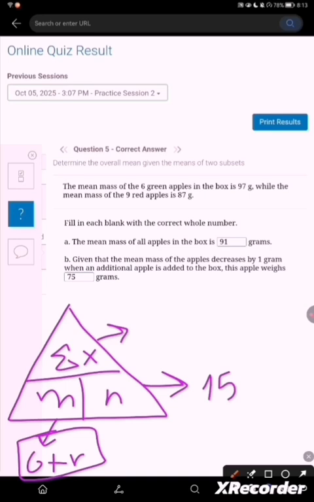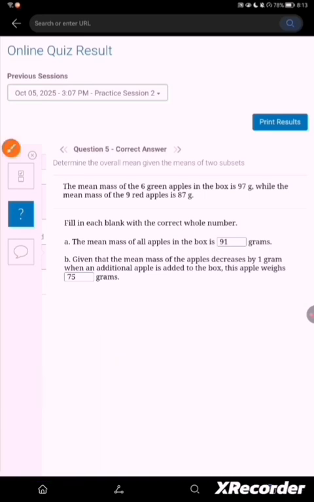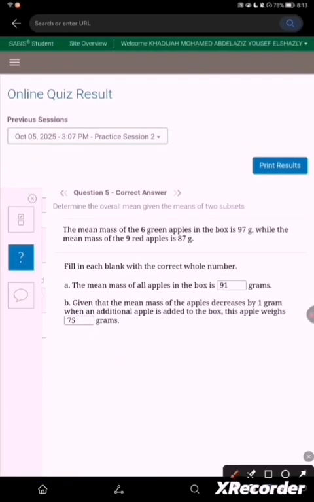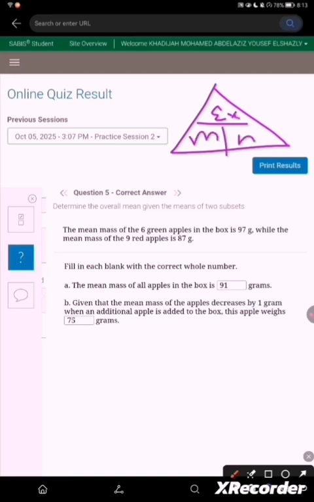Now, the way to do this is to find the total mass of the 6 green apples, and then find the total mass of the red apples, add them together, and then to find the total mean, you're going to divide the answer that you get by 15. I'll try not to confuse you as much because I feel like if I talk a lot, it's just going to get confusing. So we're going to solve now. So let me just draw it at the top. X, sorry for the interesting looking drawing.